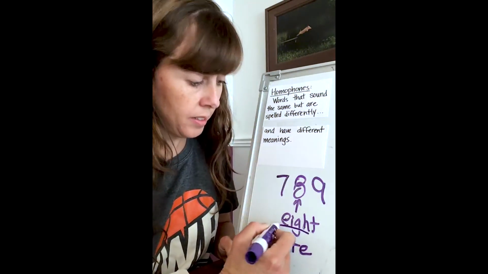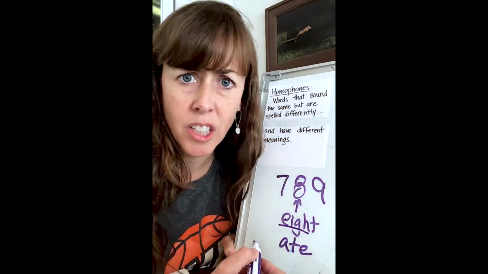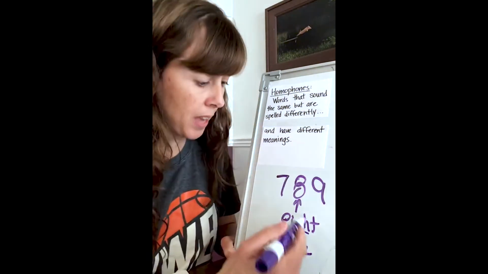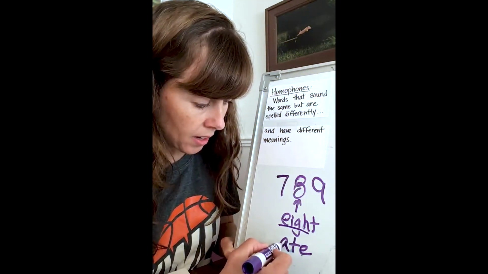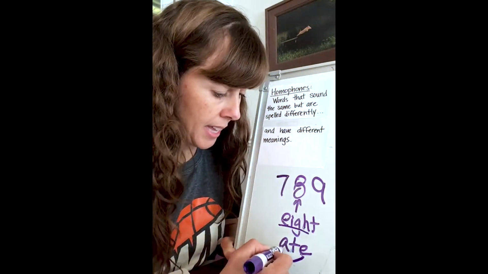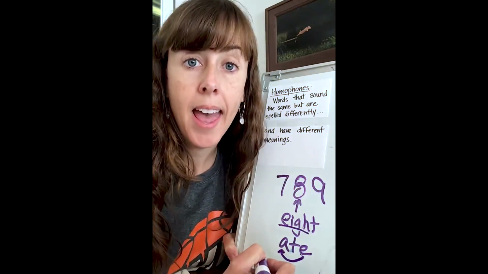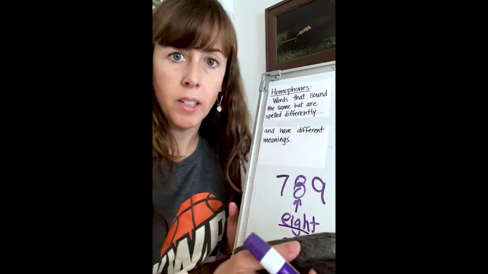This part here makes the A sound, that long A. Isn't that crazy? E-I-G-H. Yeah, crazy. And this one here, this is a vowel consonant E. So this makes that A say the long A sound. These are both the word eight. That's why it's a joke.